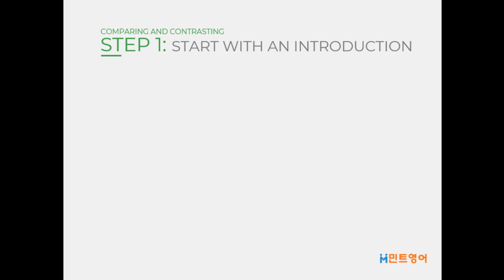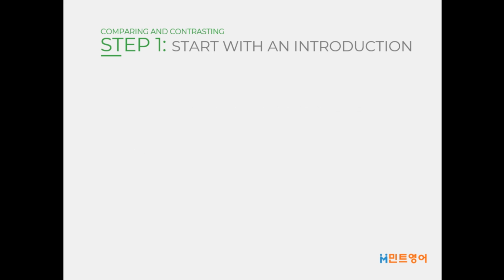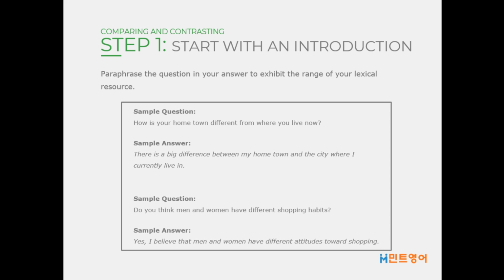Compare and contrast type of questions can directly ask about the differences or similarities of two things. These questions usually start with what or how. If that's the case, begin your answer with an introduction in which the degree of difference is emphasized. On the other hand, if the interviewer asks closed-ended questions, you need to answer yes or no and then give your opinion. Remember to paraphrase your interviewer's question for both types of questions to exhibit your range of lexical resources. Here are some examples.